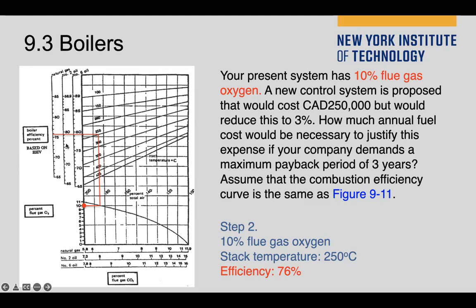Because these three axes represent three different types of fuels. And now in this topic, we are going to find out the natural gas, not number 2 oil, not number 6 oil. Number 6 oil is a kind of heavy oil, but now we just focus on natural gas. So when we draw a horizontal line, we can reach a number which is approximately 76%.